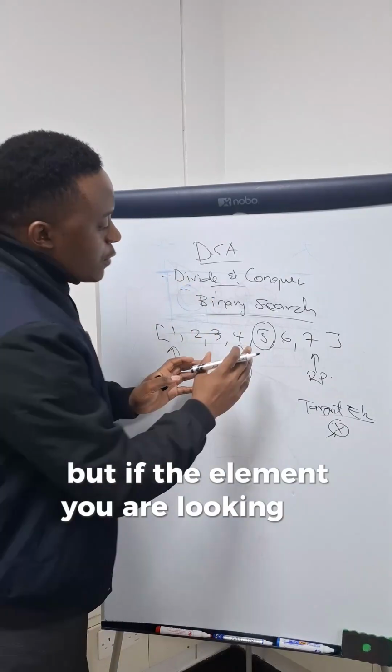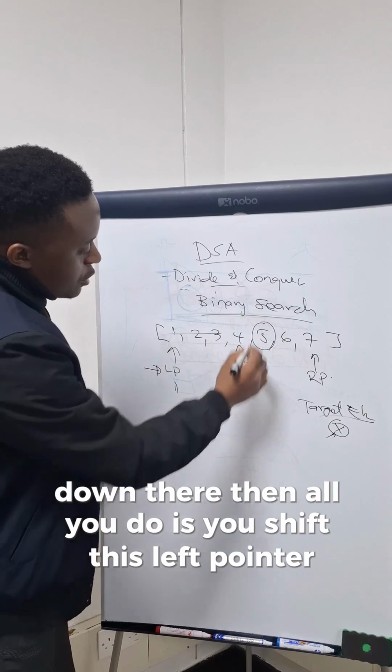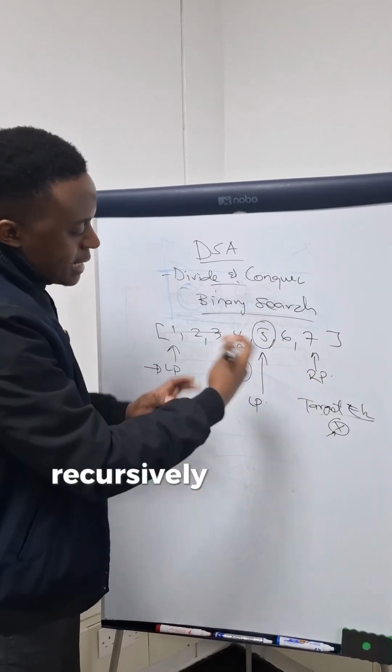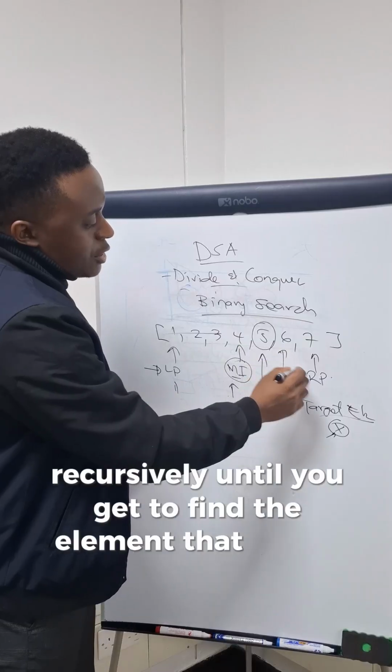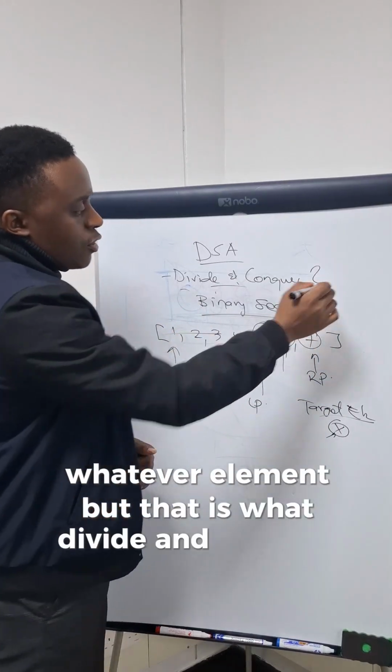But if the element you're looking for was a lot further down there, then all you do is you shift this left pointer. So you find that the left pointer shifts here, and then you continue with that process again recursively until you get to find the element that you're looking for. It might be 6, it might be 7, whatever element. But that is what divide and conquer looks like.